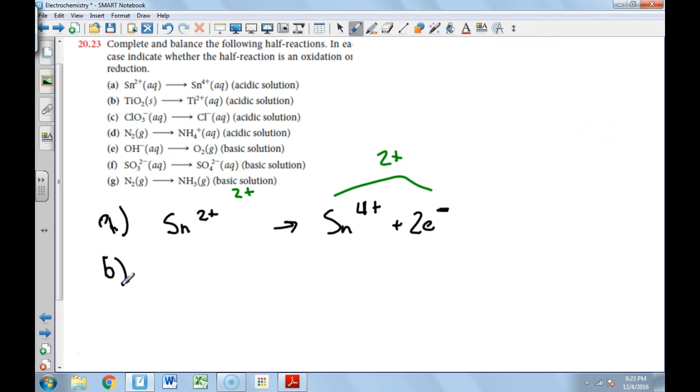Now, B. This is where it gets to be interesting, because we have TiO2 reacting to form Ti2+, and it's an acidic solution. But you'll notice there's oxygen on this side, but not on this side.